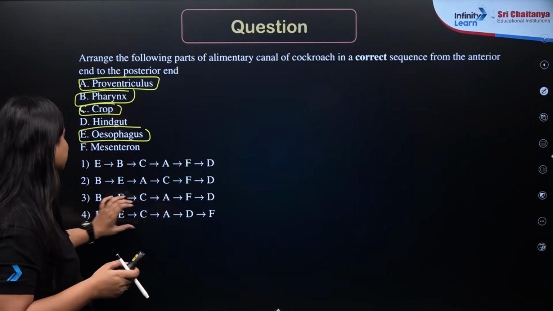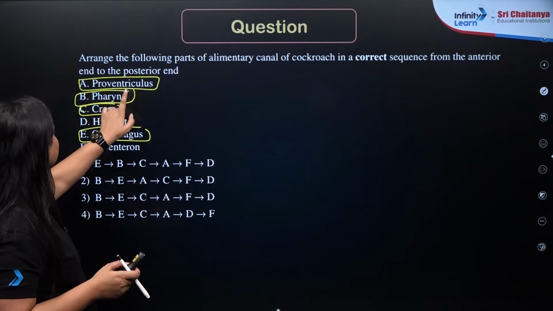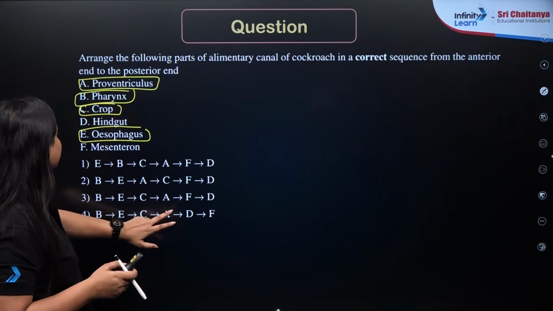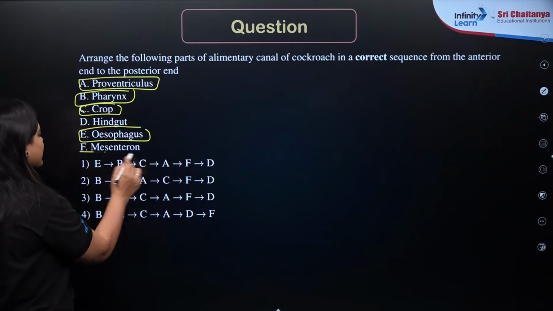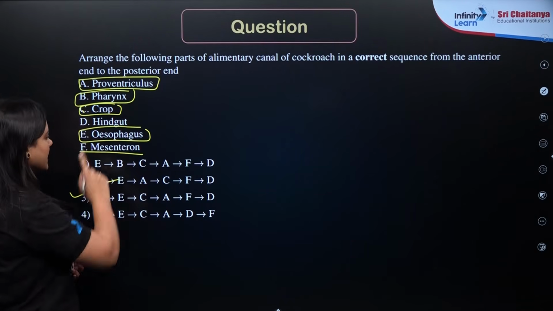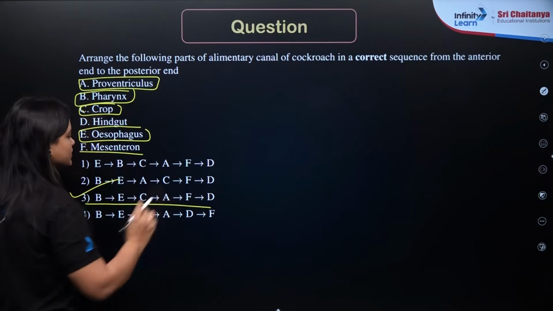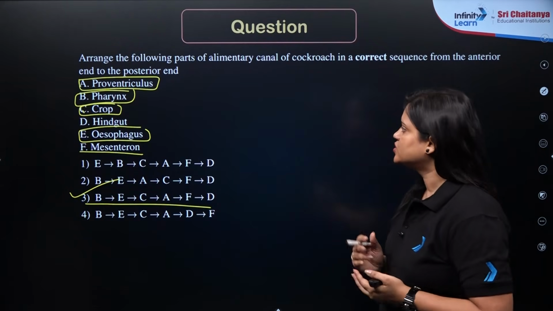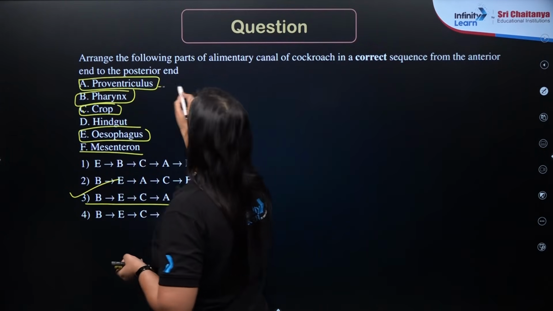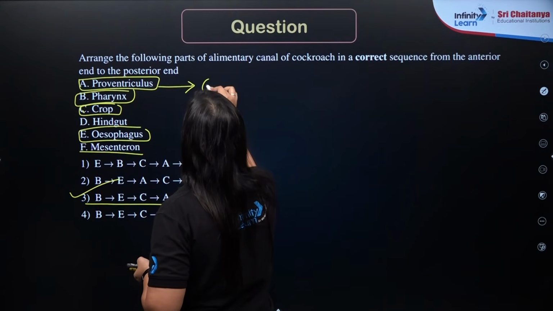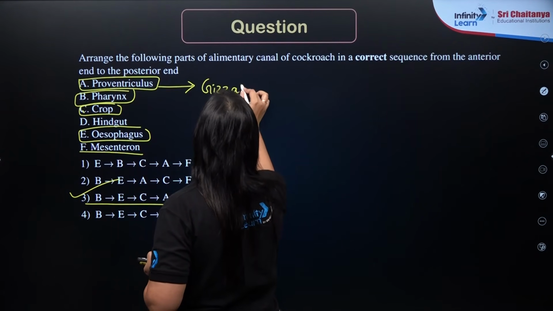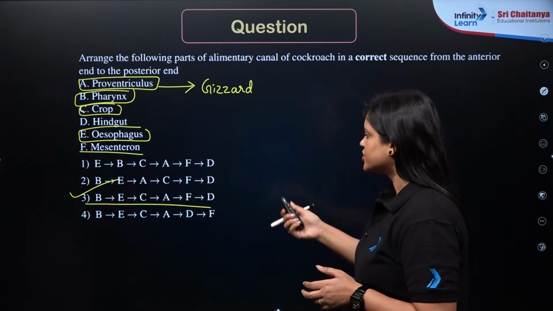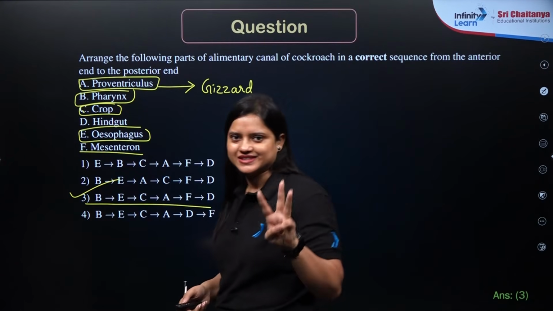We have few options here. And then there is proventriculus A, and after that will be mesenteron, F, and then ultimately the hindgut. That means we got our answer, it should be 3, right? So the only catch here is you should understand that proventriculus is nothing but the gizzard. Okay, so first there is crop and then there is gizzard in a cockroach. So answer here should be 3.